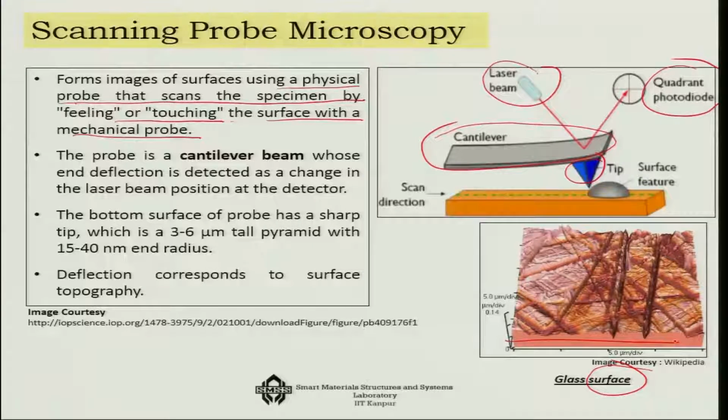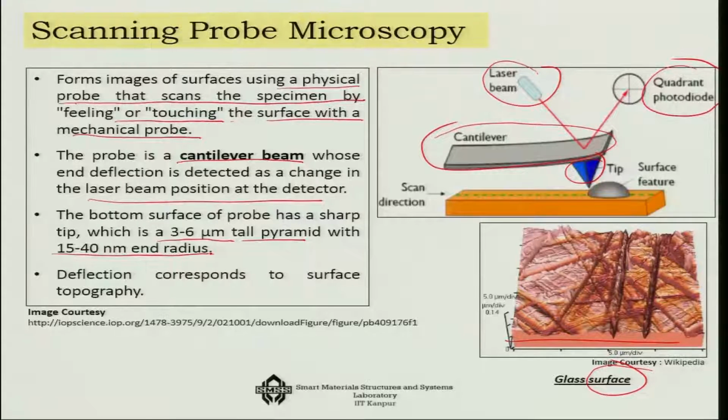So, the very important tool in scanning probe microscopy is a cantilever beam, whose end deflection is what we detect, as a change in laser beam position at the detector. The bottom surface of the probe has a sharp tip, which is just a 3 to 6 micrometer tall pyramid with a 15 to 40 nanometer end radius.